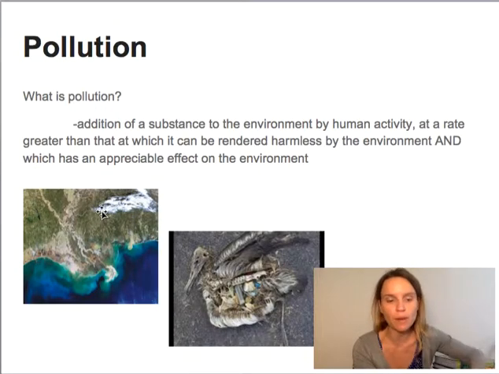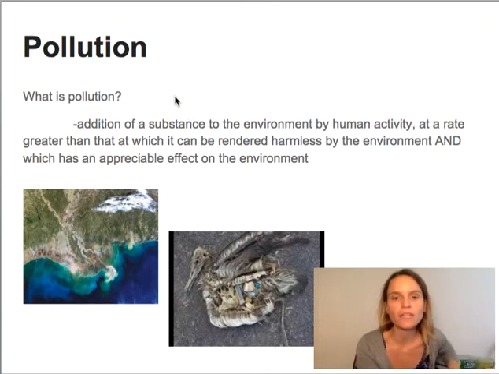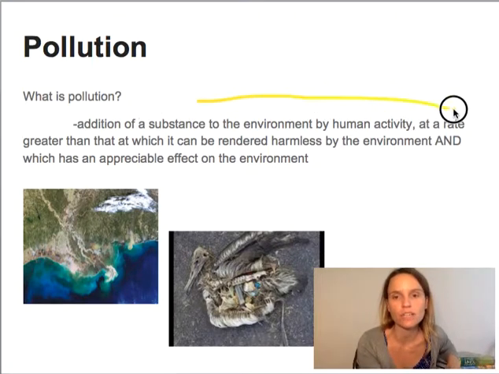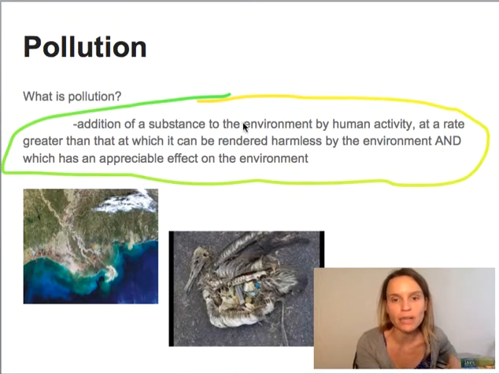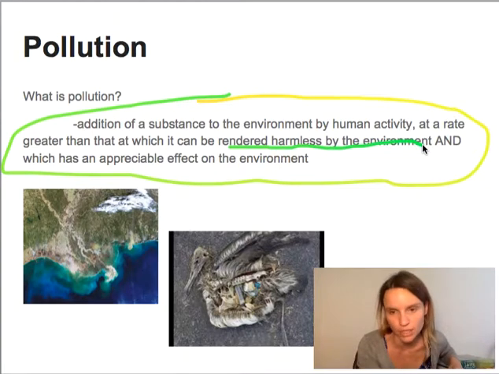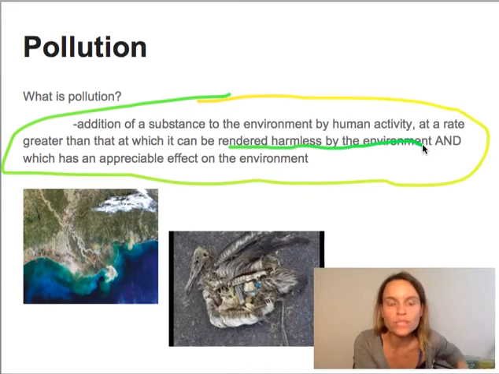So when we talk about pollution, we are talking about the addition of a substance to the environment by human activity at a rate greater than that at which it can be rendered harmless by the environment. And that part's important. And which has an appreciable effect on the environment. So anything can be a pollutant as long as we are adding it to an environment faster than it can be naturally taken away, and it is having some kind of an effect on the environment.